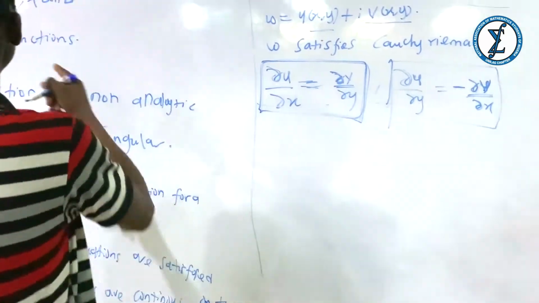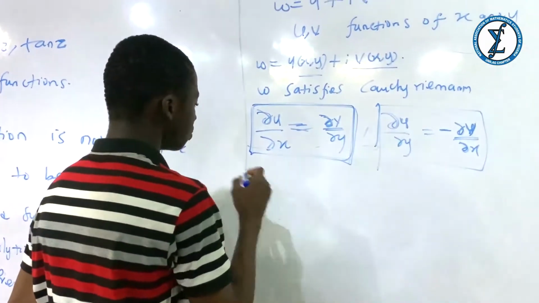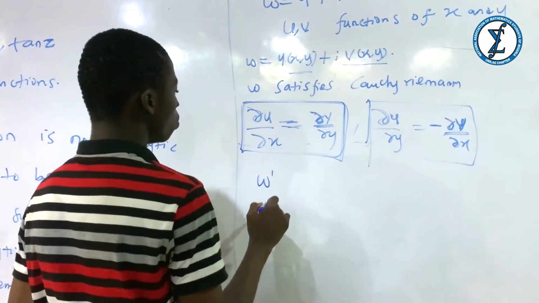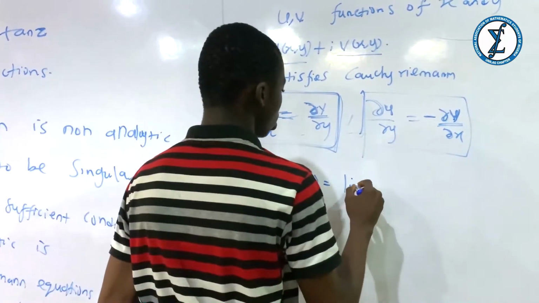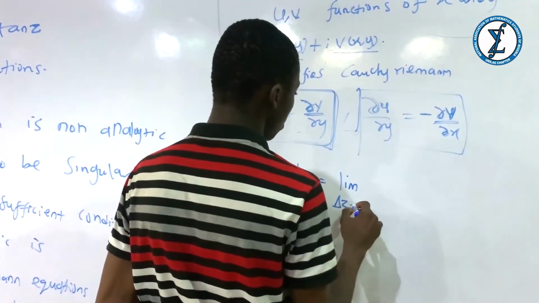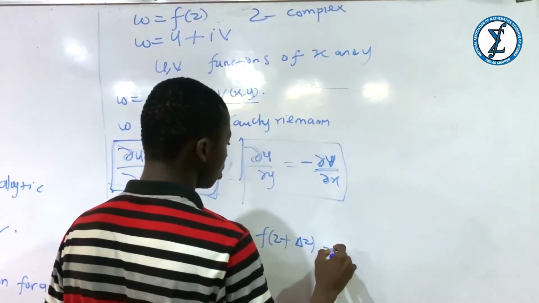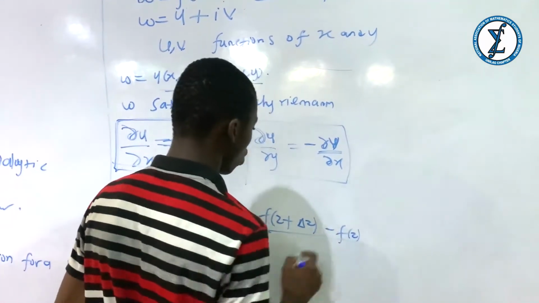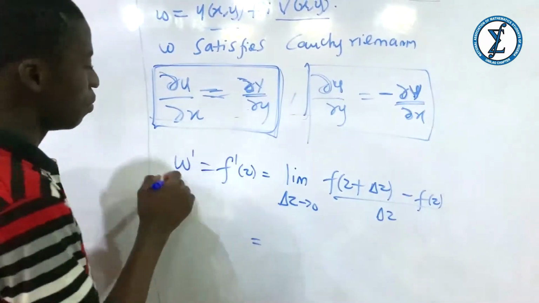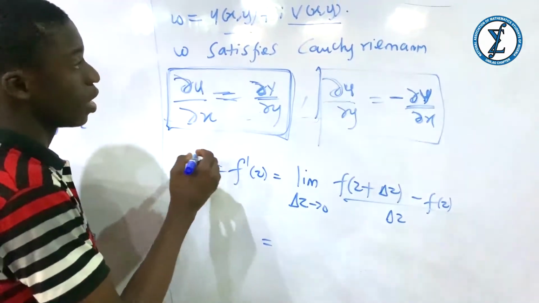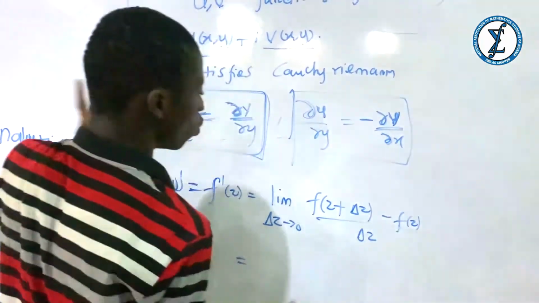Since W, or f of Z, is said to be differentiable, what does that mean? We have that W prime, or f prime of Z, is the same thing as the limit as delta Z tends to 0 of f of Z plus delta Z minus f of Z over delta Z. So the derivative, W prime, is f prime of Z, from what I wrote earlier.